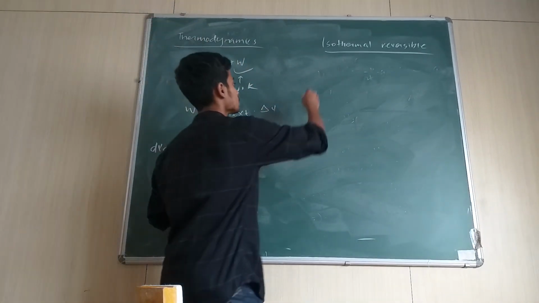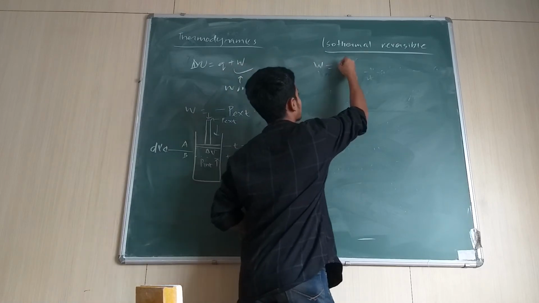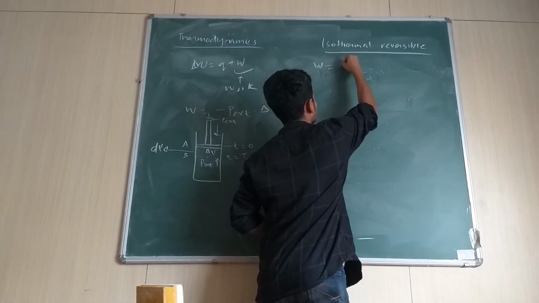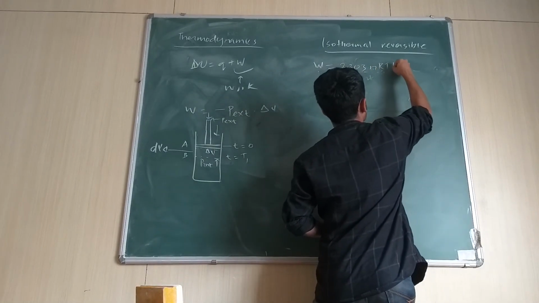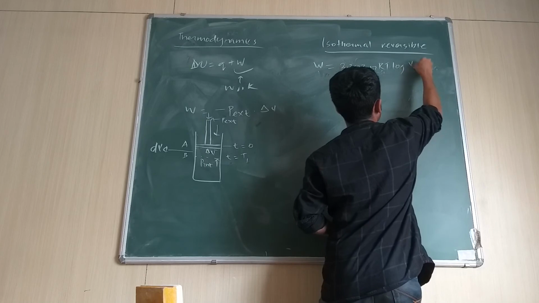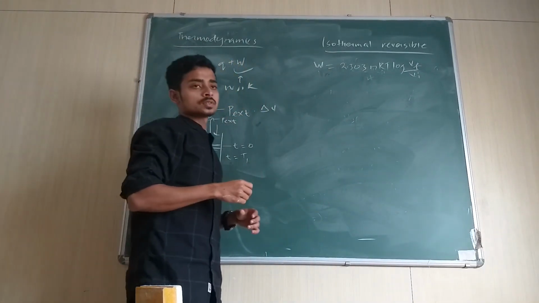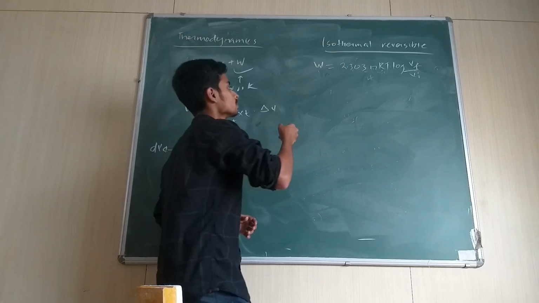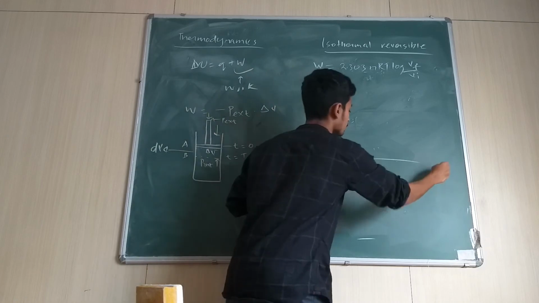Now this was the formulation that we got. W equal to 2.303 nRT log of VF by VA, just the magnitude. Then, for example, I want to plot this on a PV curve.